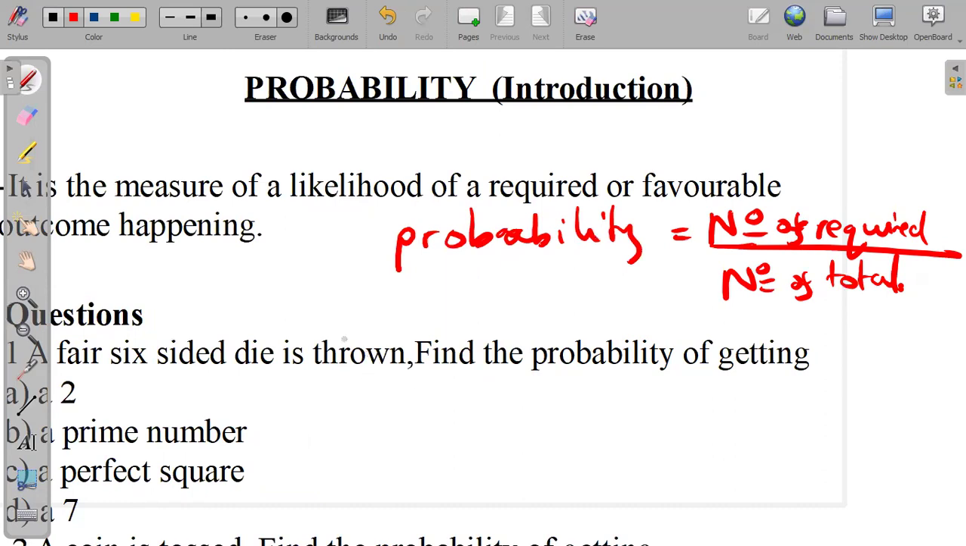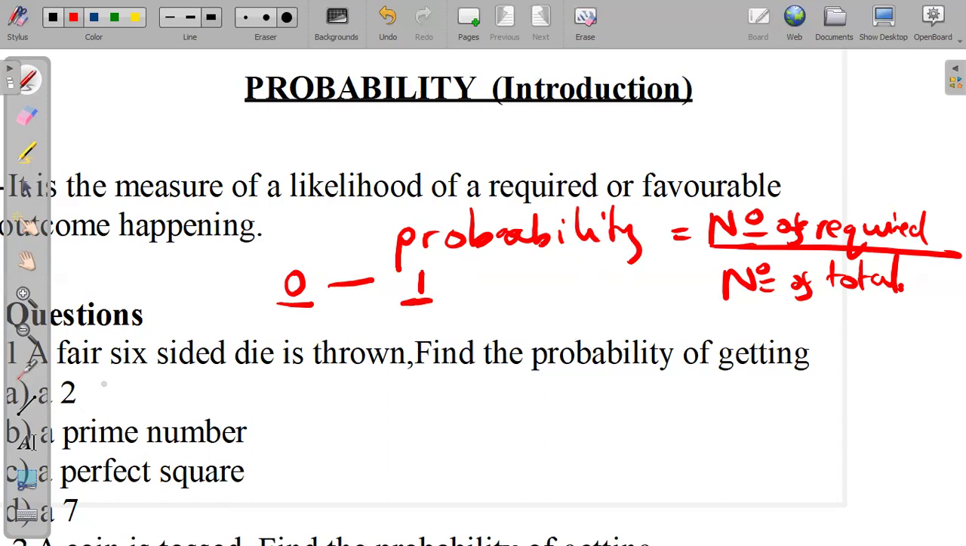Right? So it means that probability has to range. It's a ratio, therefore it's ranging between 0 as a fraction and 1. As long as you get an answer that is above 1, it means there is somewhere you have made a mistake. It has to be between 0 and 1. When is it 0? When the required outcome is inexistent, like trying to find the probability of something that is not there. Then the probability becomes 0. What about 1? When the required outcome is equal to the total outcome. That's when it is 1.